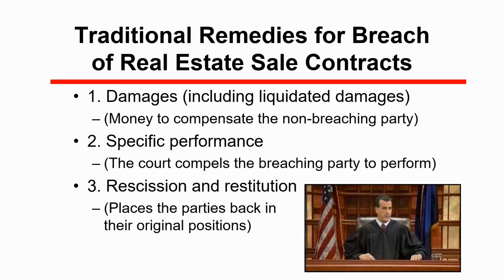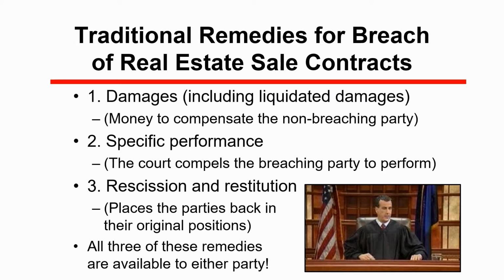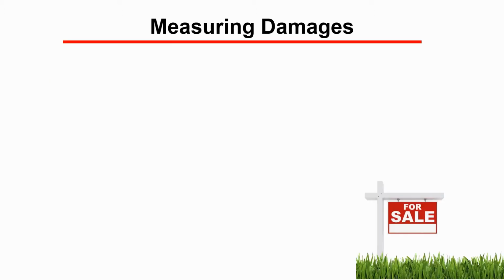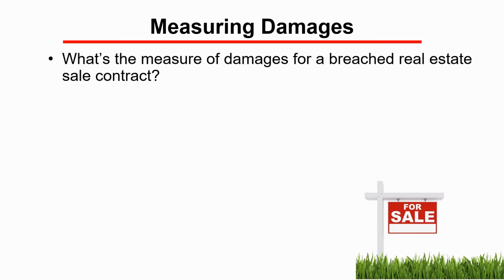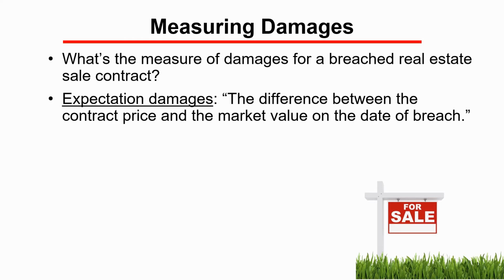Now, these are the standard remedies, and all three of them are available to either party if the other party breaches. Well, let's start with the first remedy, damages. How do we measure the damages that the non-breaching party is entitled to? The standard measure of damages for a breached real estate sale contract, we call them expectation damages or sometimes loss of bargain damages.